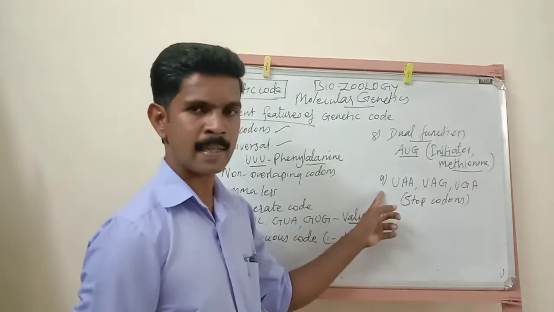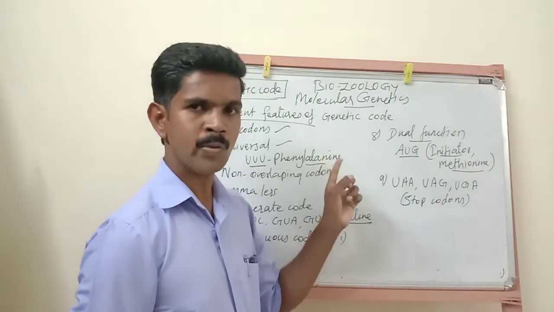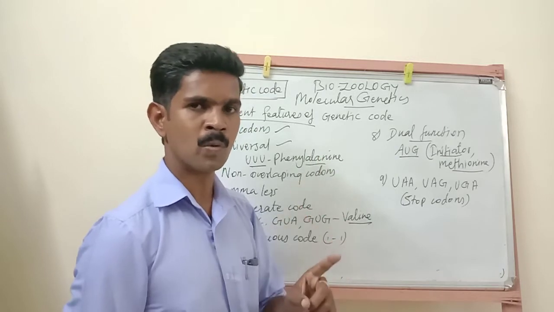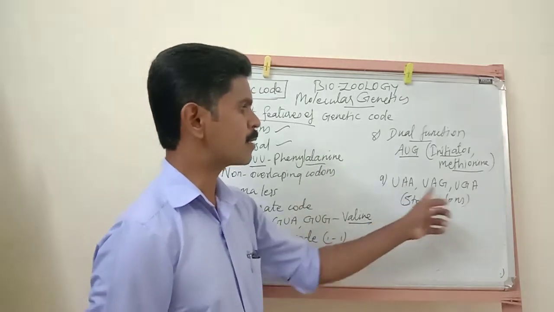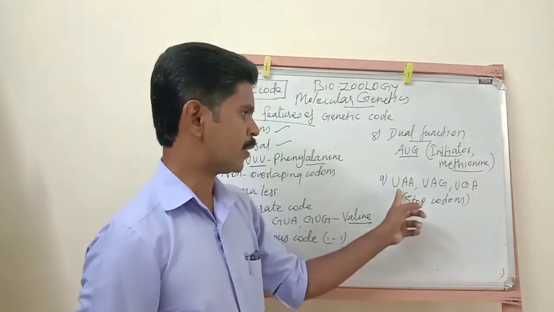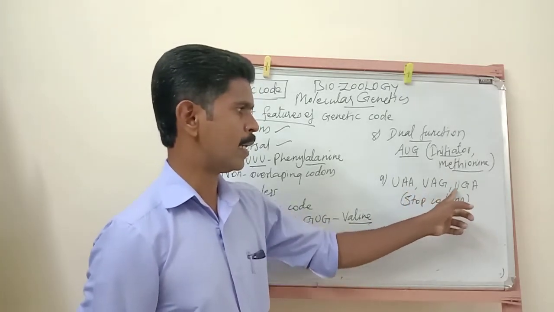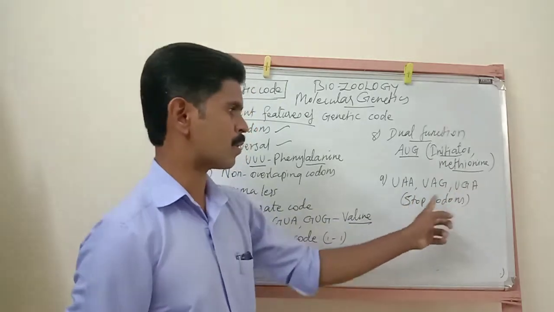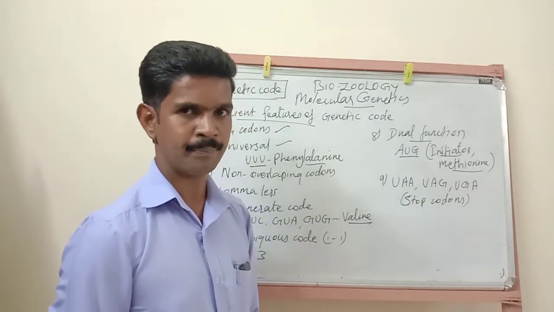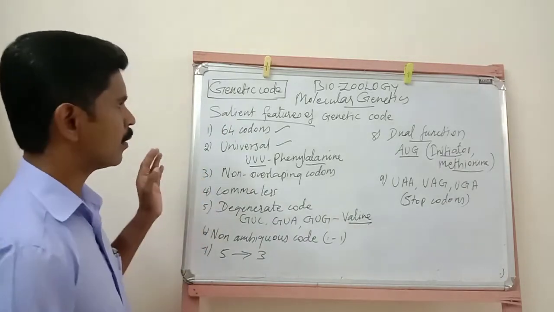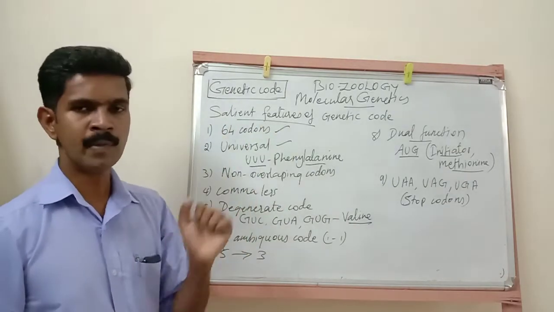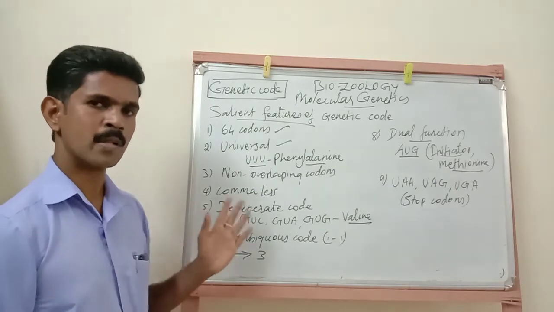And the last salient feature is, already I told you, 64 codons: 61 codons code for amino acids, and 3 codons are stop codons. See, these three are the stop codons: UAA, UAG and UGA. Understand? So now we have completed one important 5-mark question, salient features of genetic code. Hope you understood that.